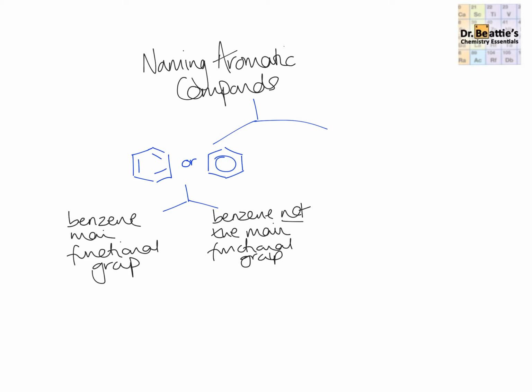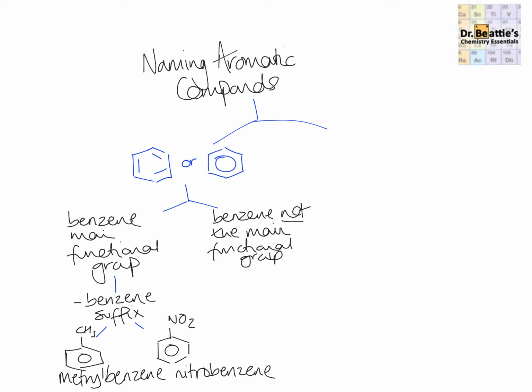If benzene is the main functional group, then benzene is used as a suffix, so at the end of a name. An example of this is methylbenzene, also known as toluene, or nitrobenzene. And you can see in each of these cases, benzene is at the end of the molecule. Another example is where halogens are involved, so if we had chlorine attached to the benzene, we would get chlorobenzene. Now, where benzene is not the main functional group, instead of benzene, we use the word phenyl, and this goes before the stem of the hydrocarbon's name, so it's used as a prefix.